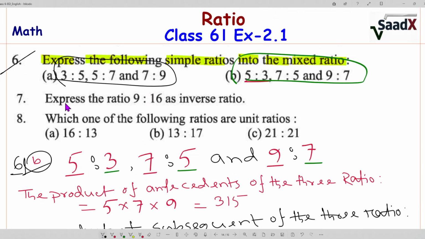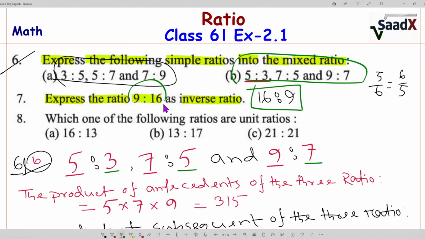Now we will start number 7, where it mentions: express the ratio 9:16 as inverse ratio. So inverse ratio is a simple thing, like 5/6. Once we flip, it will become 6/5. Similarly, 9:16 will become 16:9. This is the inverse ratio of 9:16. Okay, so number 7 done.